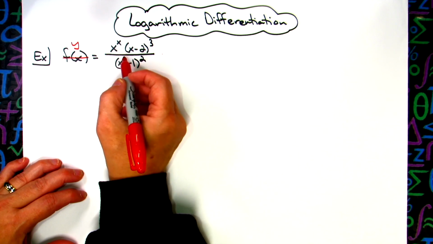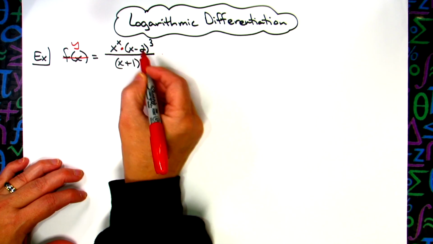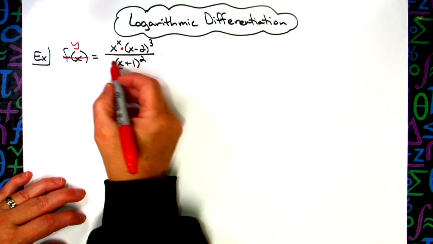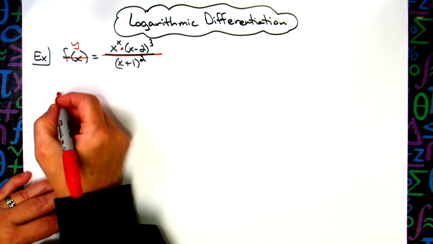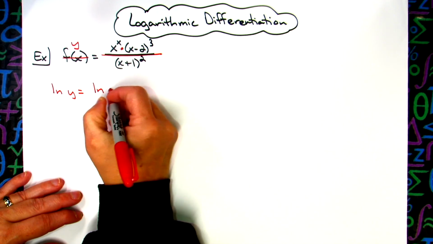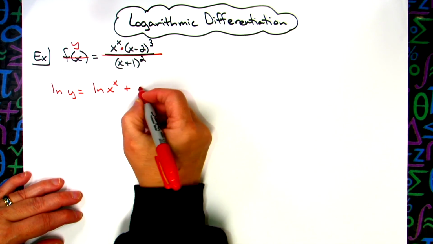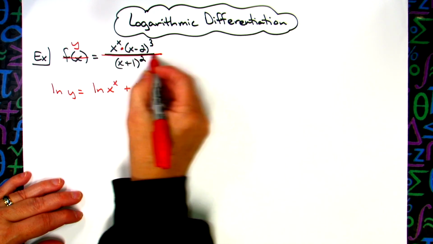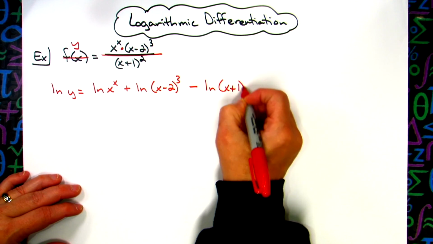At the same time, I'm going to use my laws of logarithms. I've got an x raised to the x power times the x minus 2 to the third power. So when I multiply there, that means when I expand, I'm going to be adding. I have this quotient here, which means when I expand and do the logs, it's going to be a subtraction. So I'm going to have natural log of y on my left-hand side. Then I'm going to have natural log of the x raised to the x power. Like I said, here's a product, so when I expand, this becomes a plus. Then I'm going to have natural log of the x minus 2 to the third power. The quotient now comes into play, so I will have a minus, and then natural log of that x plus 1 to the second power.